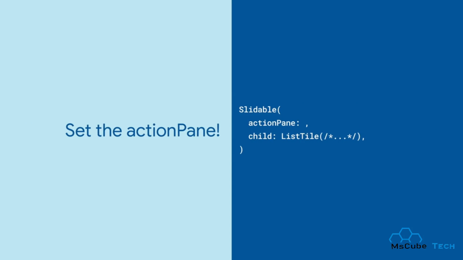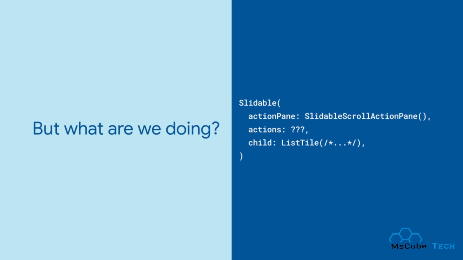You define how this happens using the action pane property. You can either build your own animation for it or use one of the options built into the Flutter Slidable package. Slidable Scroll Action Pane, for example, will just scroll the action panel in from off-screen. But wait, which actions are we having slide in?